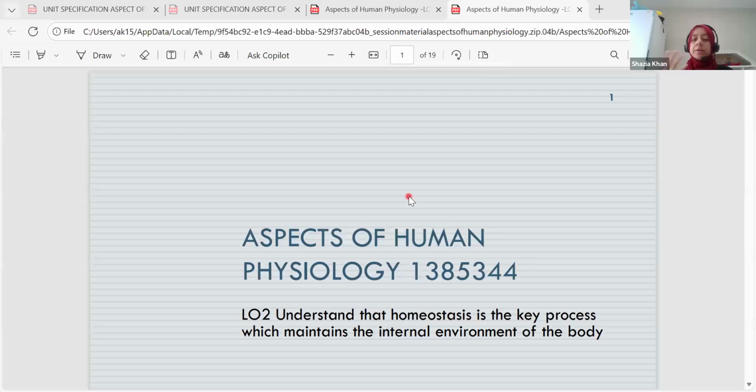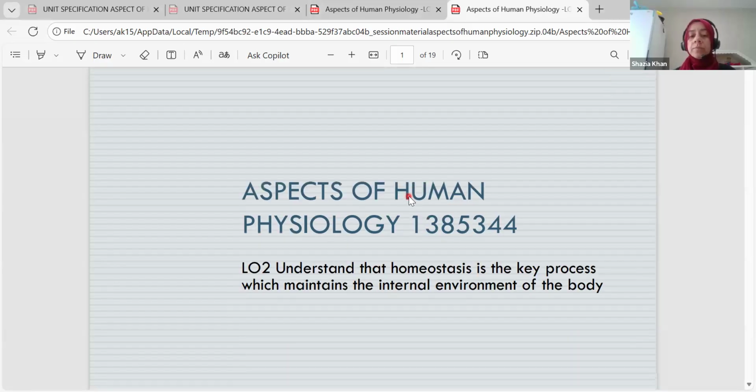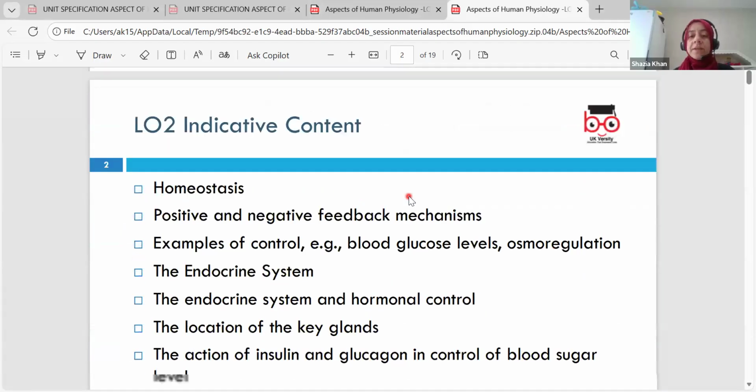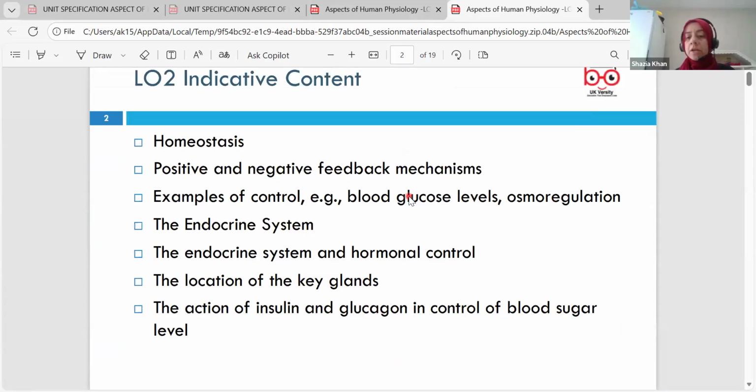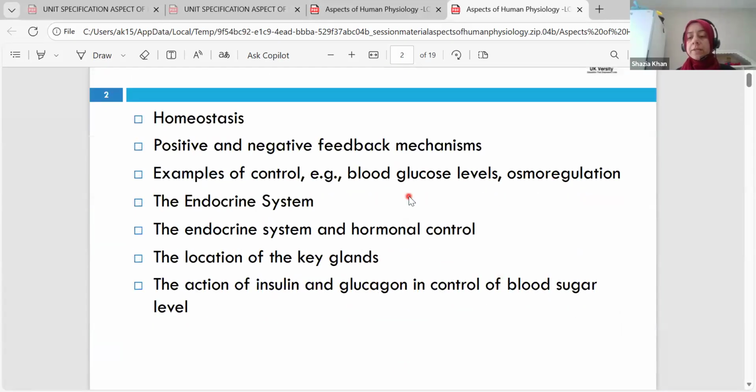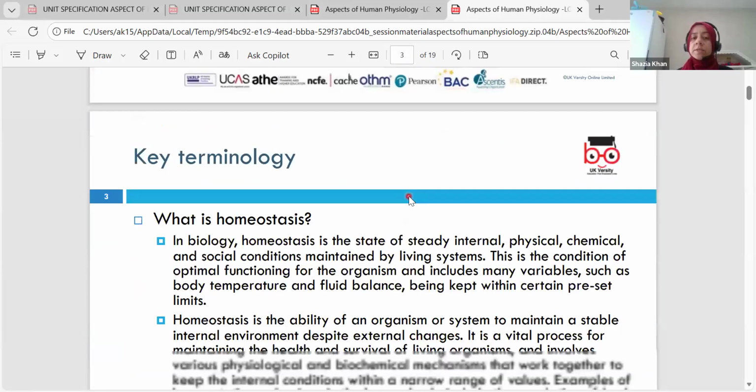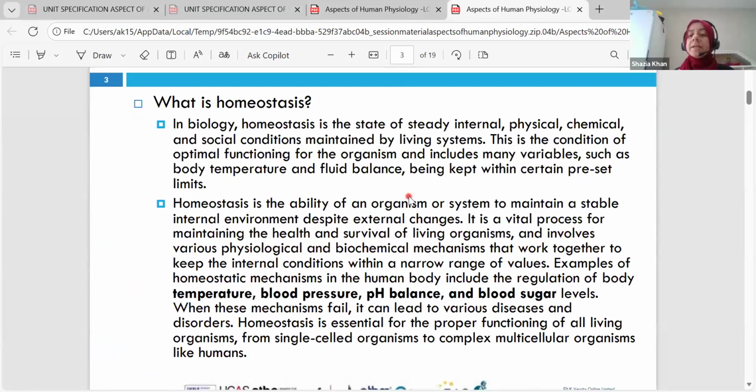So now we're trying to understand homeostasis, which is the key process which maintains the internal environment. Homeo is the internal environment, and stasis is regulation of the body. We'll talk about positive and negative feedback mechanisms. We'll talk about blood glucose, osmoregulation, and the endocrine system. So what is homeostasis? It is a state of steady internal physical and chemical conditions maintained by living systems. This is the condition where there's normal functioning for the organism.